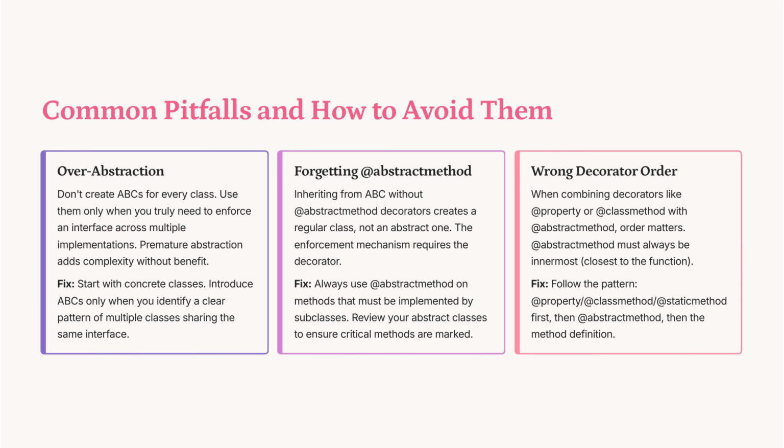Avoid over-abstraction by using abstract base classes only when necessary to enforce interfaces across multiple implementations. Start with concrete classes and introduce abstract base classes when patterns emerge. Always use @abstractmethod for required subclass methods. Ensure correct decorator order: @property, @classmethod, @staticmethod first, then @abstractmethod, to maintain functionality.